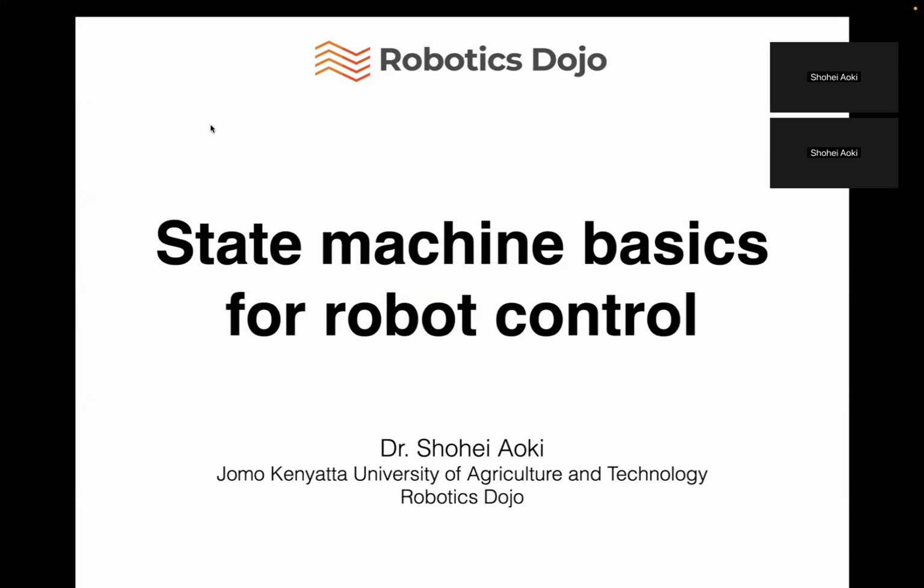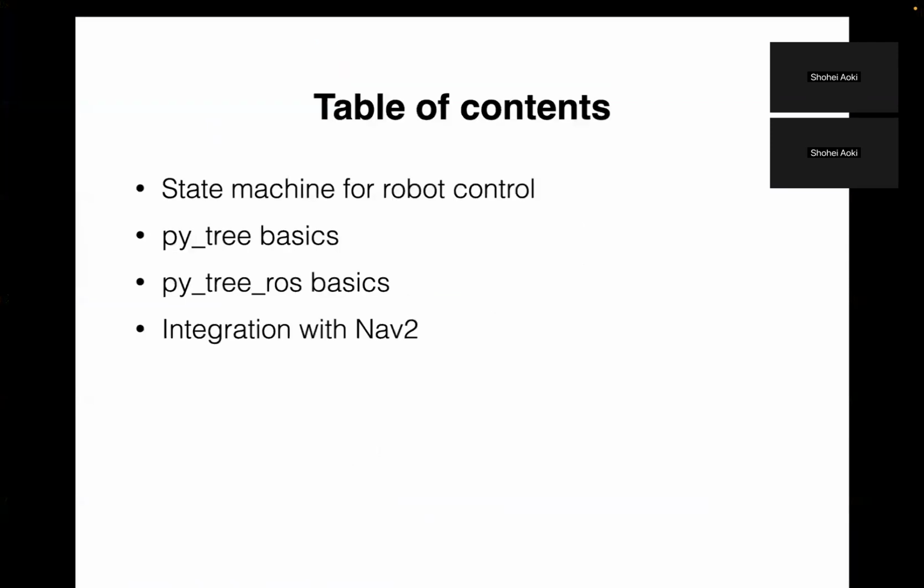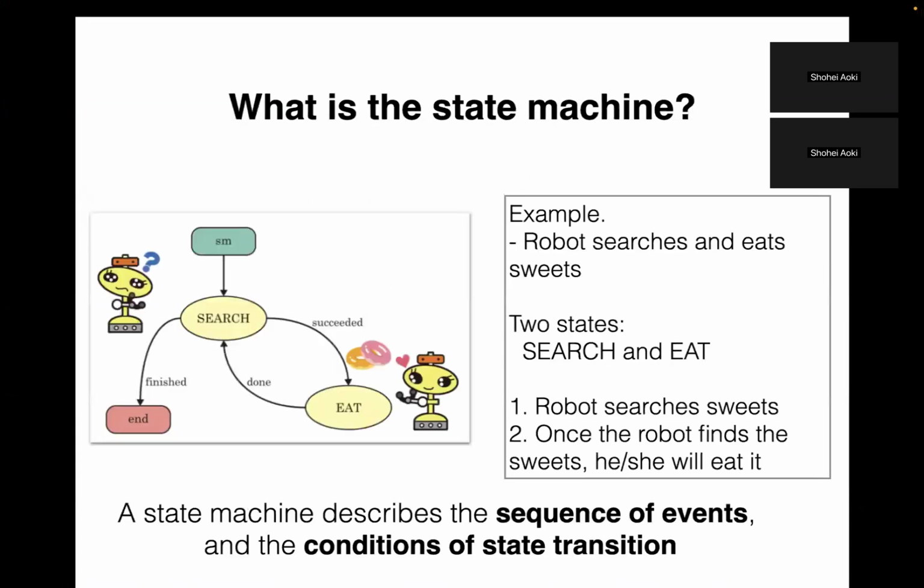Now I'm going to explain what the state machine is and how we can use it for robot control. This is a table of contents. Today we are going to deal with PyTree to implement the state machine with ROS. First of all, let me explain what the state machine is. So the state machine can define the state and its transition. So let me explain.